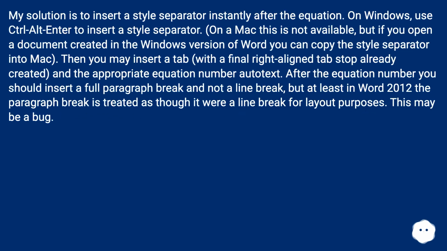My solution is to insert a style separator immediately after the equation. On Windows, use Ctrl-Alt-Enter to insert a style separator. On a Mac this is not available, but if you open a document created in the Windows version of Word you can copy the style separator into Mac. Then you may insert a tab, with a final right align tab stop already created, and the appropriate equation number auto text. After the equation number you should insert a full paragraph break and not a line break, but at least in Word 2012 the paragraph break is treated as though it were a line break for layout purposes. This may be a bug.